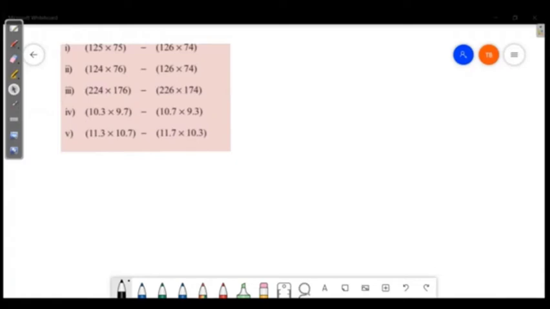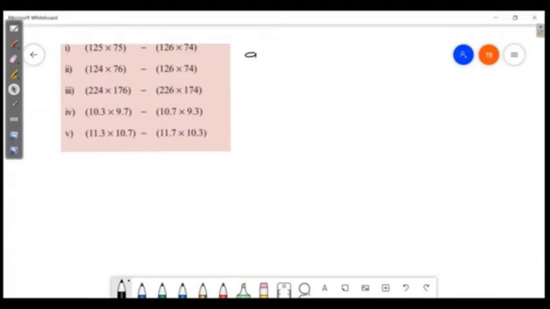For that, we can use the identity (a plus b) into (a minus b) is equal to a square minus b square. This identity is very important one. (a plus b) into (a minus b) is equal to a square minus b square. Okay, so we have to represent 125 into 75. Which one is your a and which one is your b?